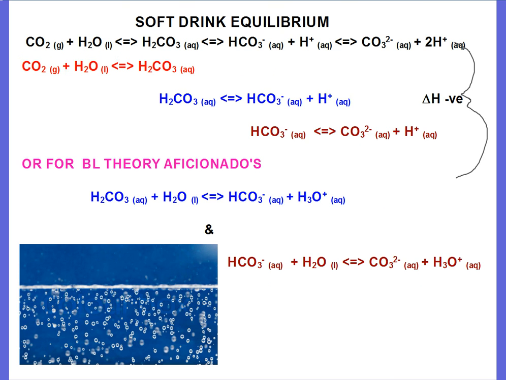Essentially, though, what it is, it's carbon dioxide reacting with water to produce carbonic acid. That carbonic acid is a weak acid, and therefore it partially dissociates into the bicarbonate ion and hydrogen ions, and that again can then dissociate into carbonate ions and hydrogen ions. But they're all equilibrium reactions, and they're all exothermic. So going from left to right, they are exothermic reactions. You can also write them down as Bronsted-Lowry theory, donating protons reactions if you wish as well.